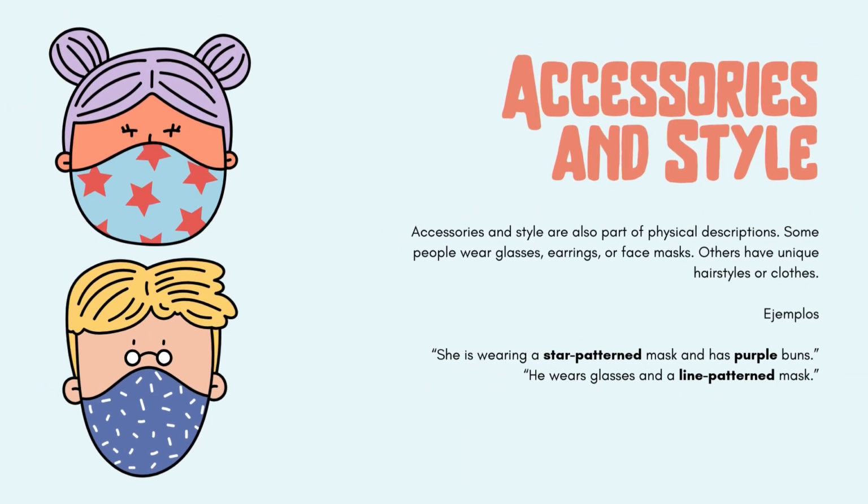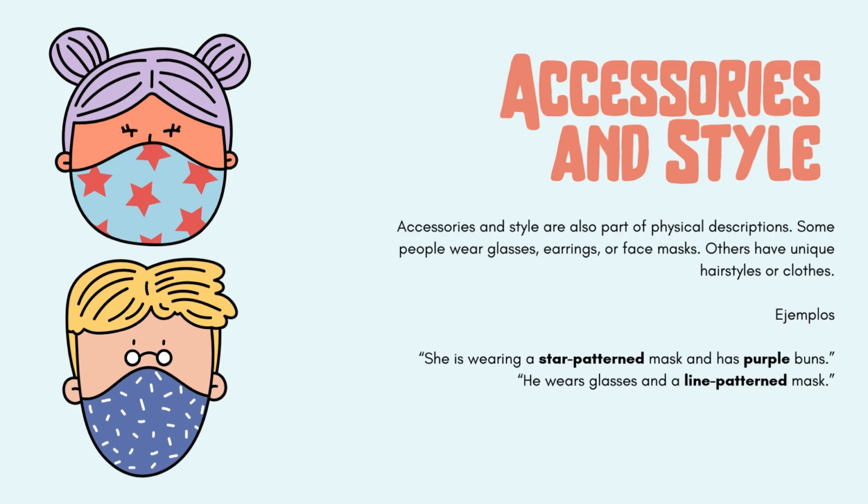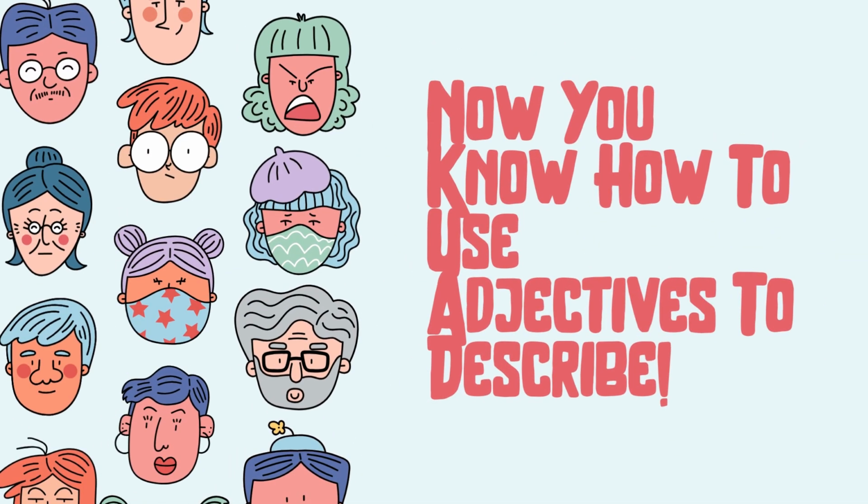Next, let's talk about some accessories and style. Accessories and style are also a part of physical descriptions. Some people can wear glasses, earrings, or even some face masks. Others have unique hairstyles or clothes. For example, on top, she is wearing a star pattern mask and has purple buns, referring to the style of the hair. On the bottom, he wears glasses and a line pattern mask.